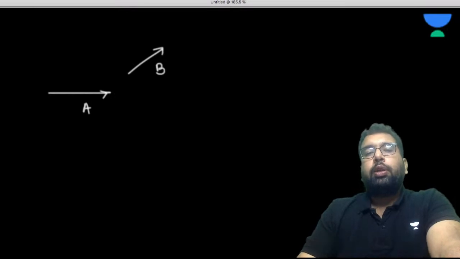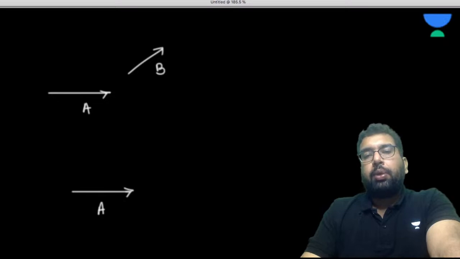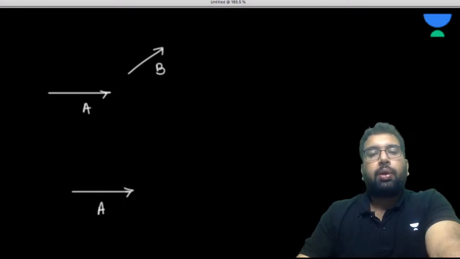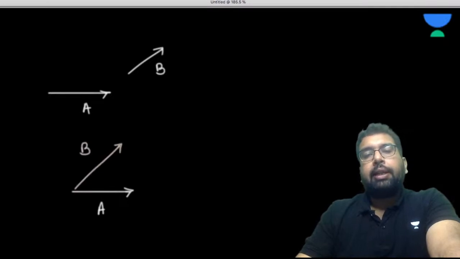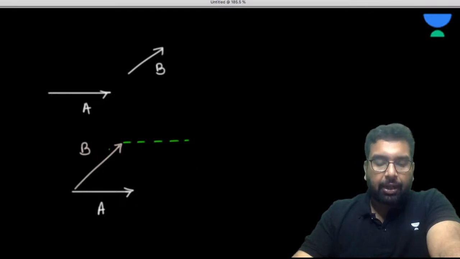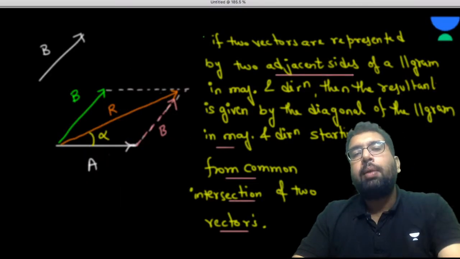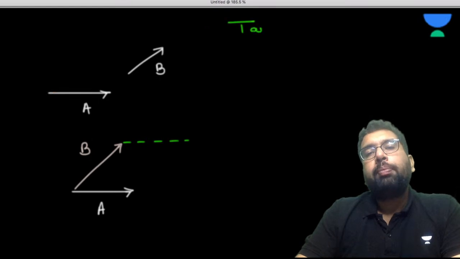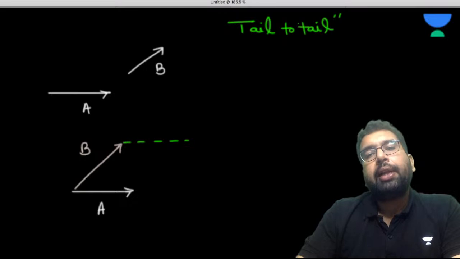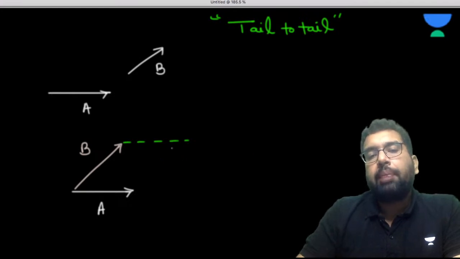Firstly, you need to connect them tail to tail. If you are going to connect them tail to tail like this, right? Then you complete a parallelogram. Okay, so first connect tail to tail. So in parallelogram law, vectors are connected tail to tail. Then you complete the parallelogram.